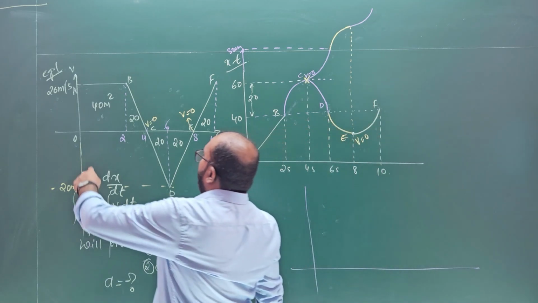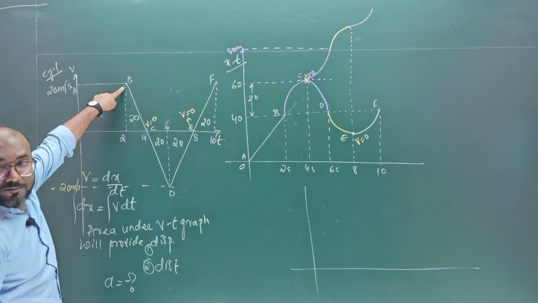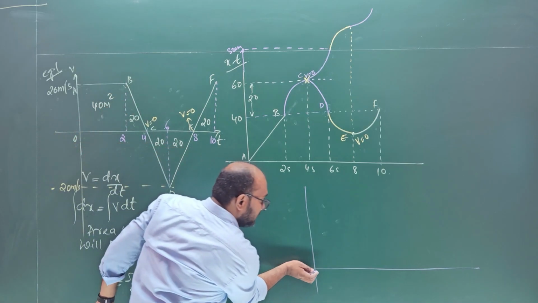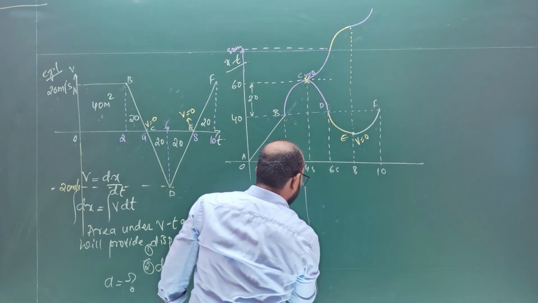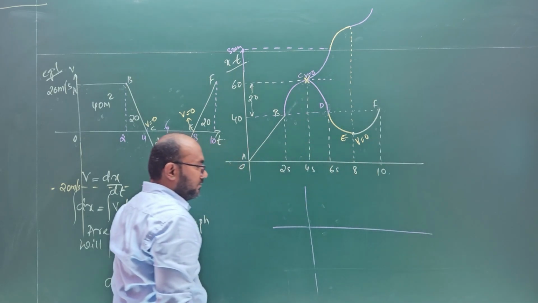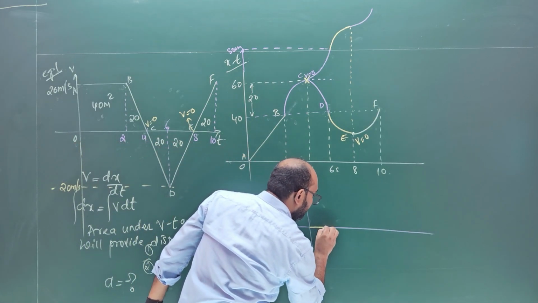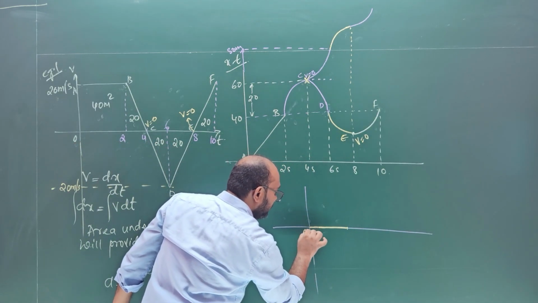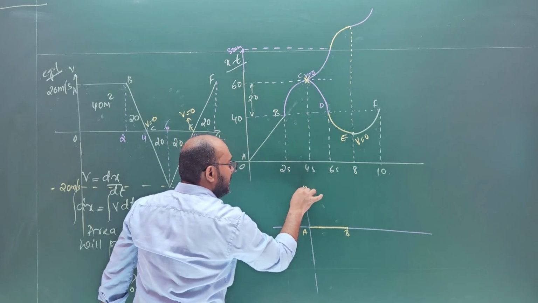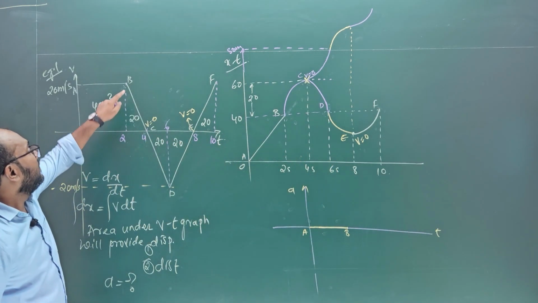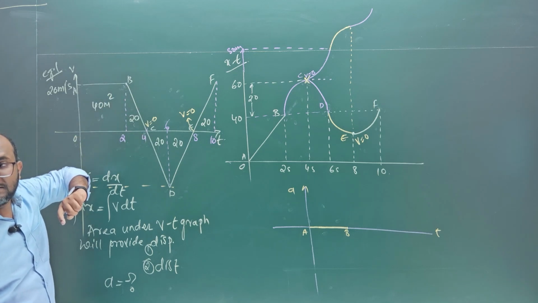Okay. From A to B, velocity is constant. If velocity is constant, then what will be the acceleration? Can I say 0? Acceleration is what? 0. So if acceleration is 0, then there is no value. So A to B acceleration is what? 0. Okay. The next thing, B to C velocity is decreasing.